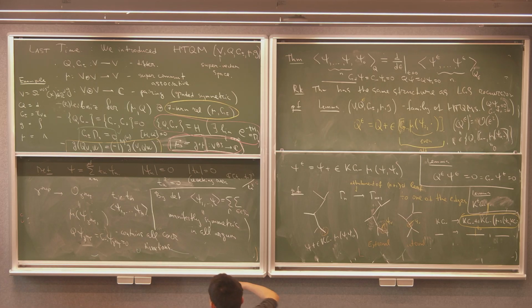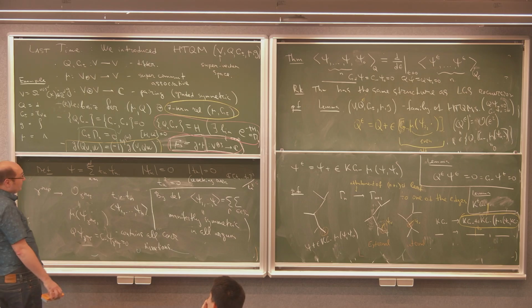Yeah, so do we have something like WDVV or some recursion relation other than this, something like a B-side recursion relation? Do we have some A-side recursion relation in this particular example?